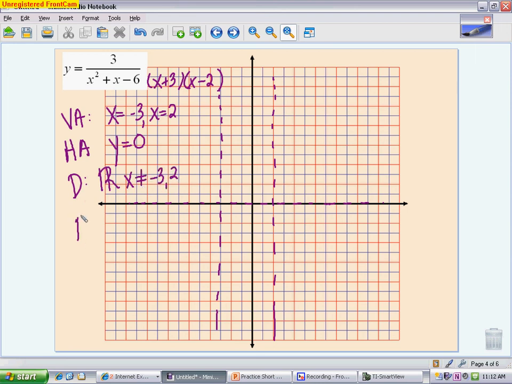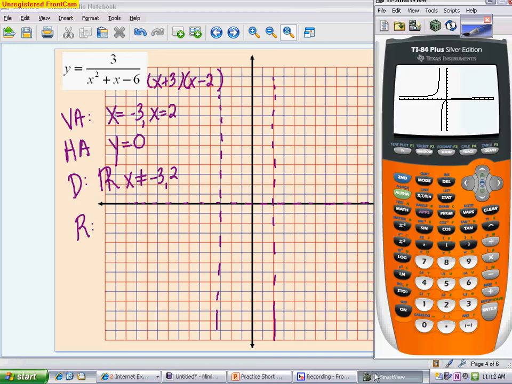But the range is more challenging. The range will not necessarily be everything except for y equals 0. You have to look at the graph. So I'm going to go on my calculator, go to y equals, type in 3 divided by, and then make sure you use parentheses, putting that entire denominator in its own parentheses, x squared plus x minus 6. Close your parentheses, hit graph.